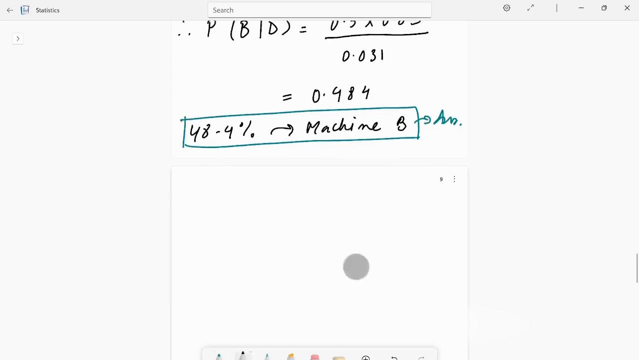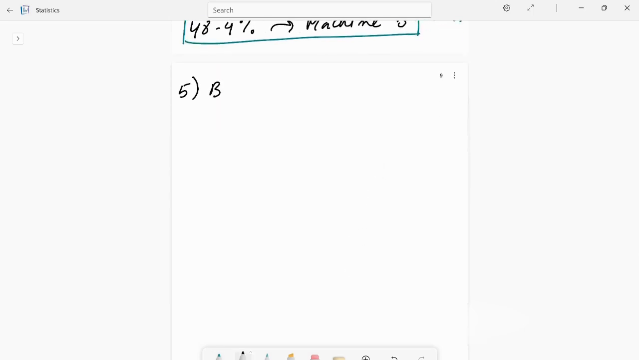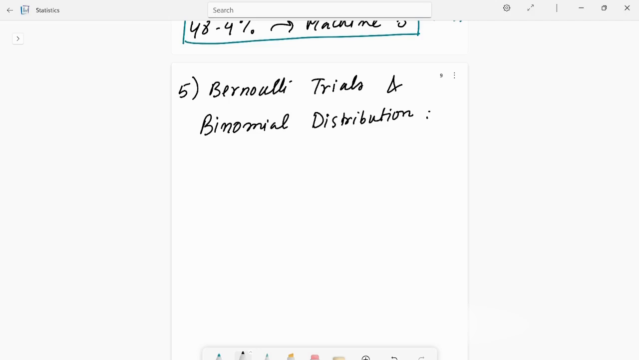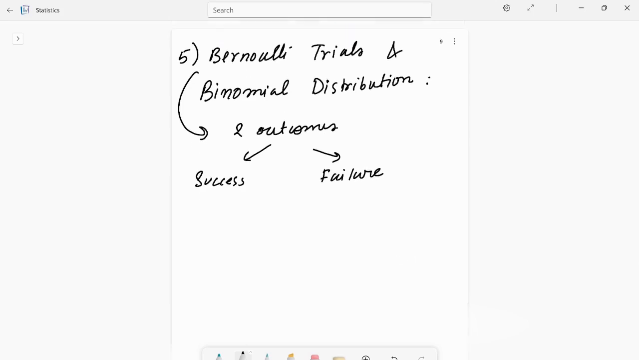Now, coming to our last concept of today's video, which is Bernoulli trials and binomial distribution. Easy concept. Bernoulli trials are repeated experiments with 2 outcomes, one is success and the other is failure. And binomial distribution gives us the probability of getting exactly k successes in n number of trials.